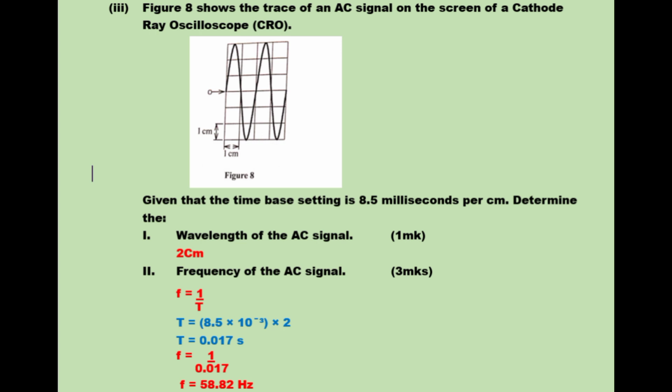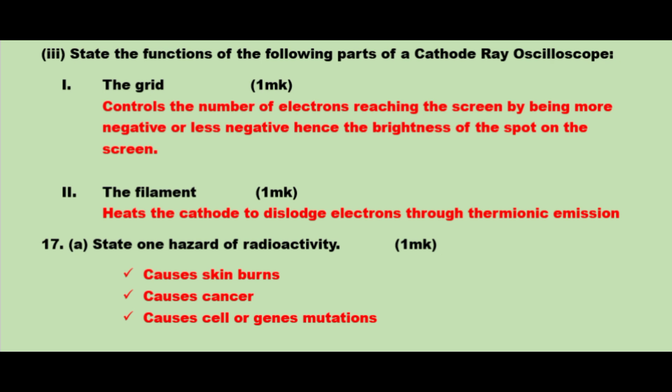So 8.5 times 10 raised to negative 3, remember milli is 10 raised to negative 3, times 2 squares gives you 0.017 second. Then frequency is 1 over period, that is 1 over 0.017, which gives 58.82 hertz.